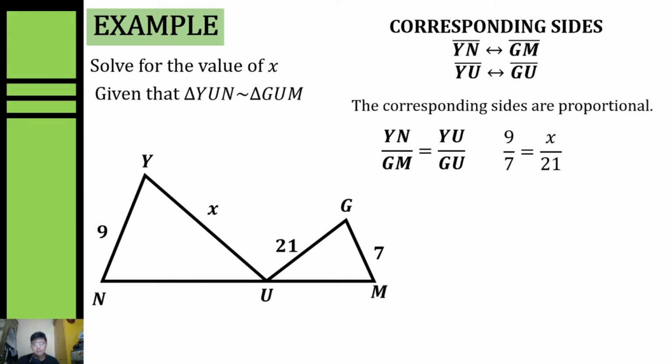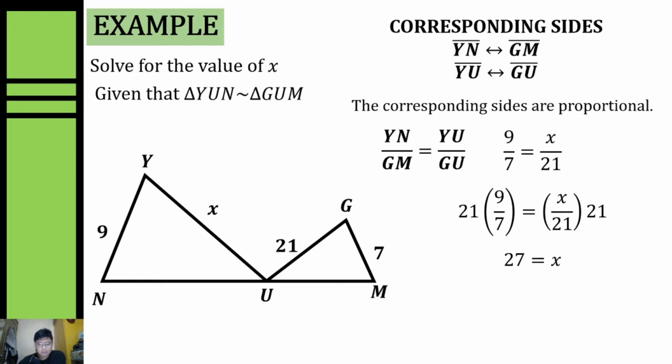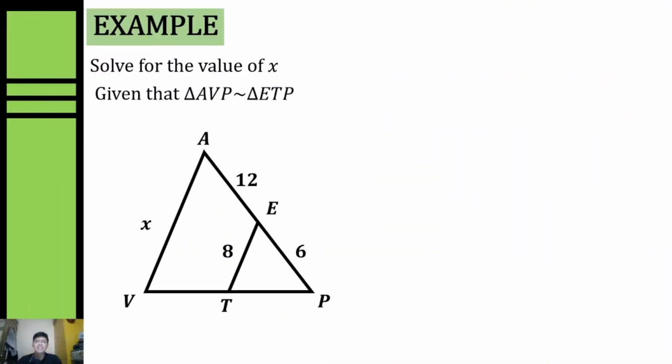Now let's solve for the value of x by isolating the variable x, multiplying both sides by 21. Multiplying both sides by 21 and simplifying, we will have 27. So x will be equal to 27. Let's have another example.